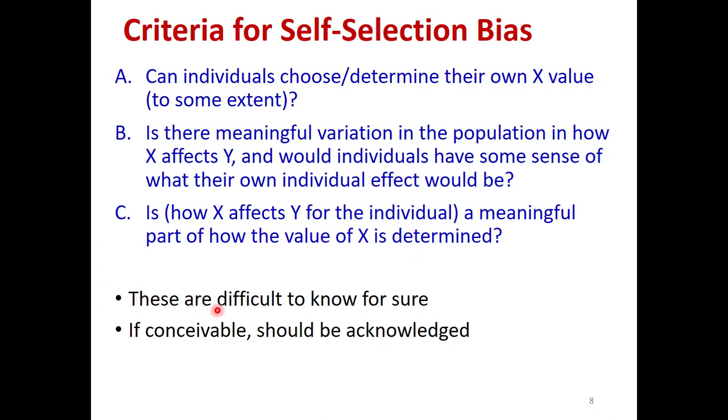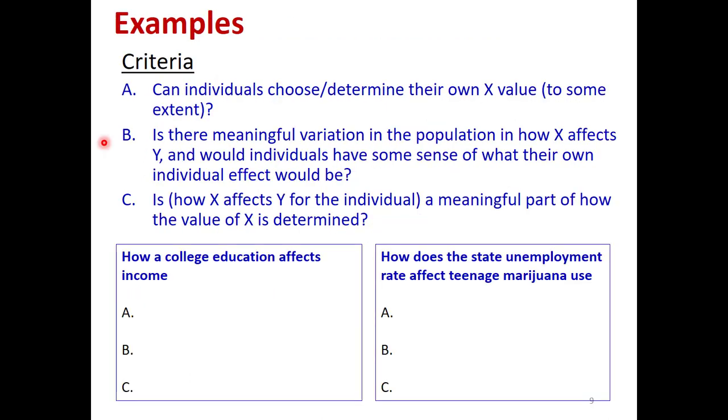Okay, now these are very difficult to know for sure. It's what I call squishy. But what you have to think about is if it is conceivable, well, then you should just acknowledge it at the very least. Maybe try to address it if possible. Often it's not going to be easy to address. Okay, so let's apply the criteria to a couple examples.